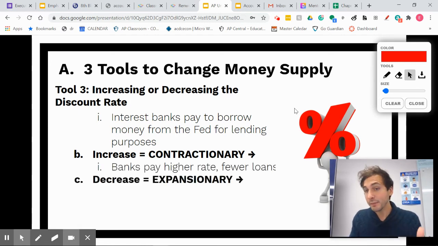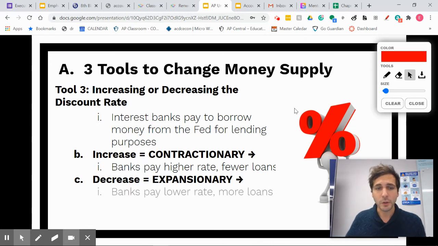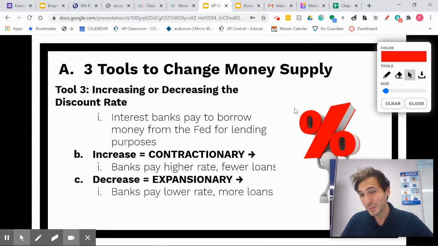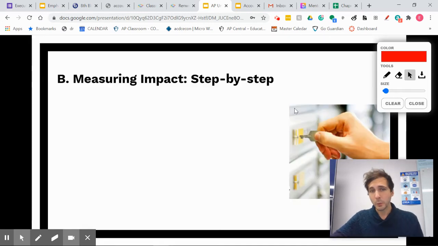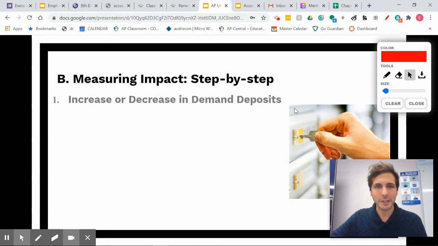And vice versa. If they decrease this, it's more likely that more banks will just borrow from the Fed instead of trying to generate new deposits, borrow from the Fed, pay them an interest rate, and then lend to people like you and me at a higher interest rate. And so if banks pay a lower rate, it's going to result in more loans, which results in an increase in the supply of money. Okay, if you're a person that likes step-by-step instructions, here you go.